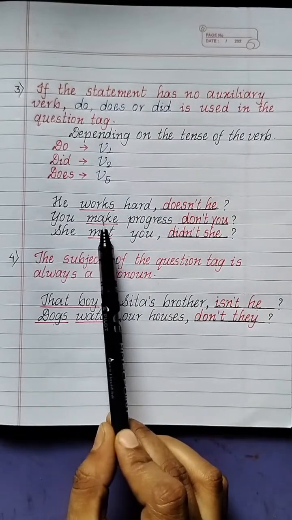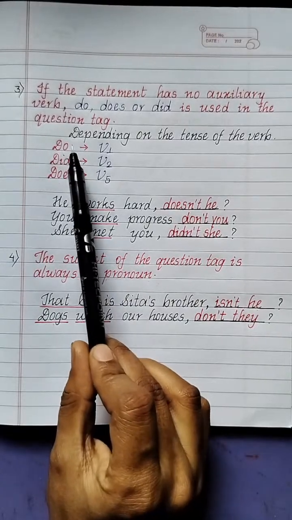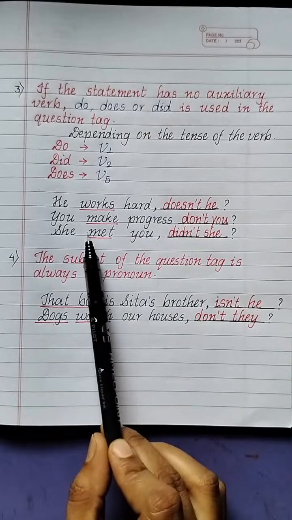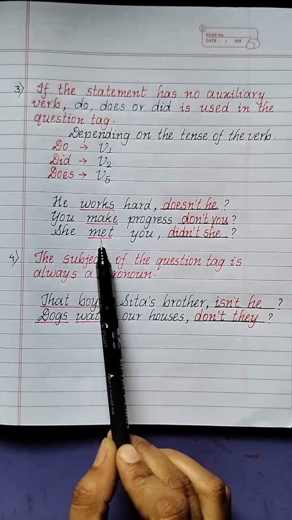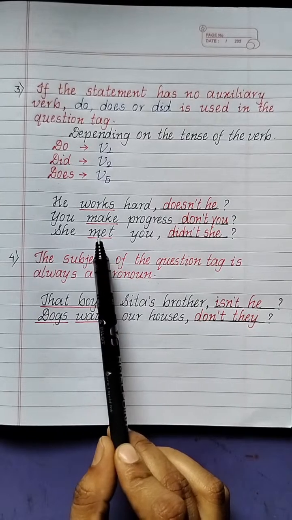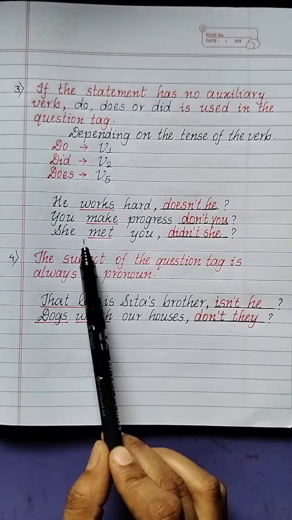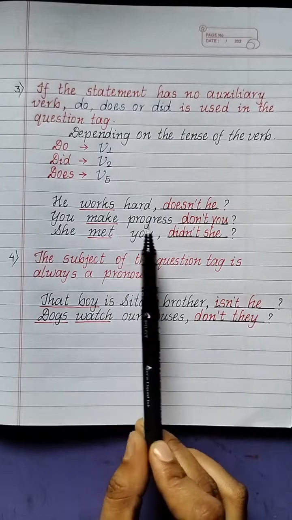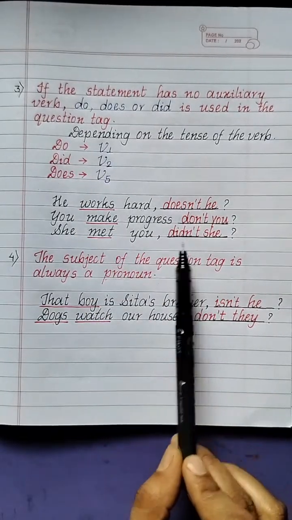In the second example, make. Make is here verb 1. According to the rule, for verb 1 we use do. Similarly, in the third one, she met you. Met is the verb form, verb 2, of meet. So, similarly, according to the rules, for verb 2 we use did.